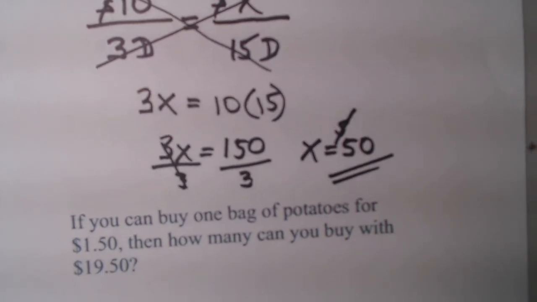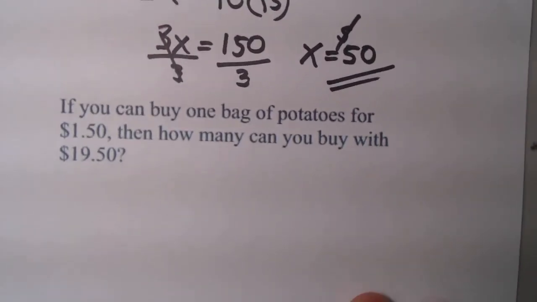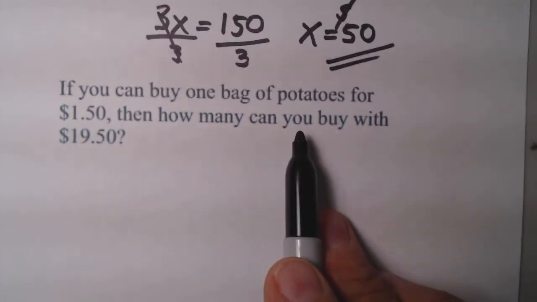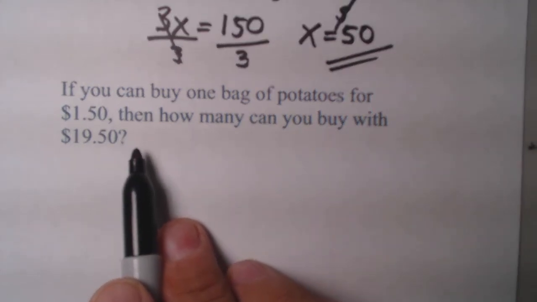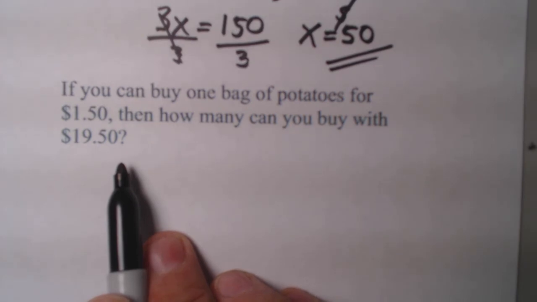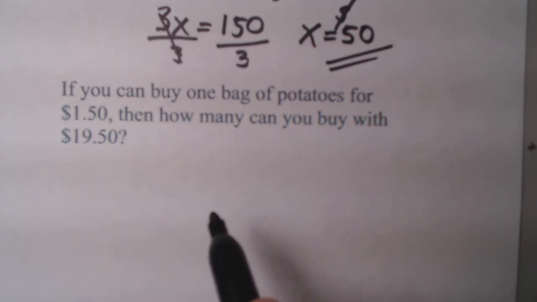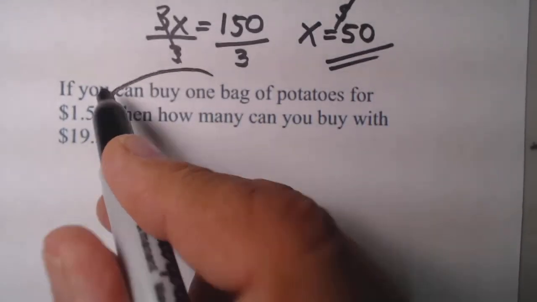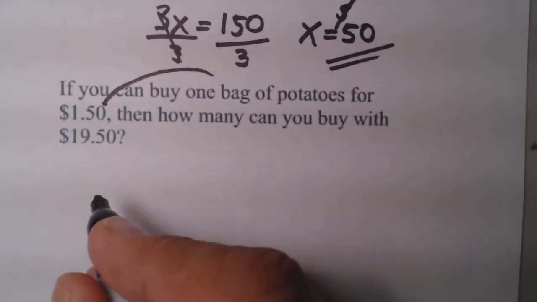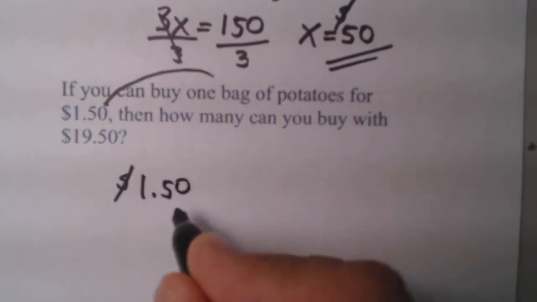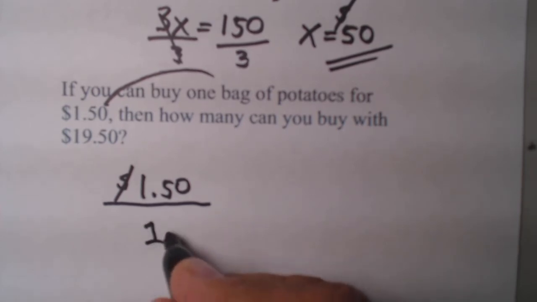Okay, well, there's another little one we got right down here on the same page. Let's take a look at it. And it says, if you can buy 1 bag of potatoes for $1.50, then how many can you buy with $19.50? Well, okay, we got to set up the first fraction. We're getting 1 bag for $1.50. Well, let me just put the $1.50 on top. Here it is, and 1 bag on the bottom.